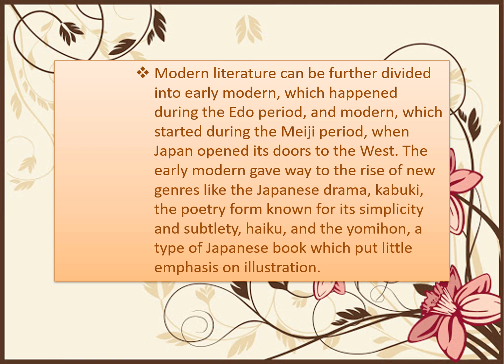Modern literature can be further divided into early modern, which happened during the Edo period, and the modern, which started during the Meiji period when Japan opened its doors to the West. The early modern period gave way to the rise of new genres like Japanese drama, kabuki, the poetry known for its simplicity and subtlety, haiku, and yomihon, a type of Japanese book which put emphasis on illustration.